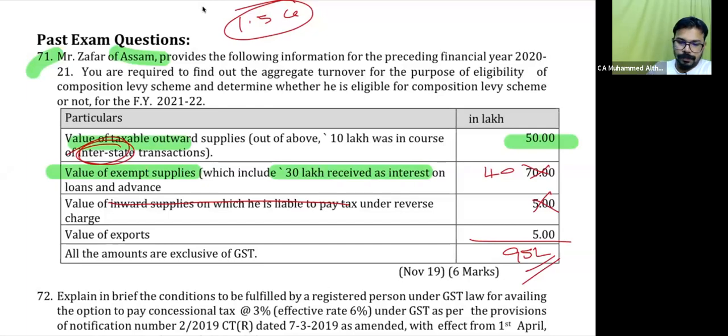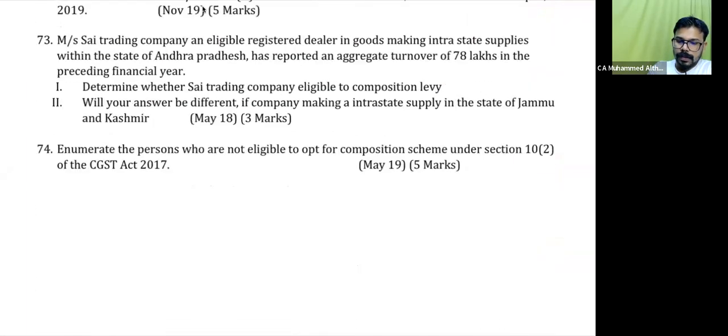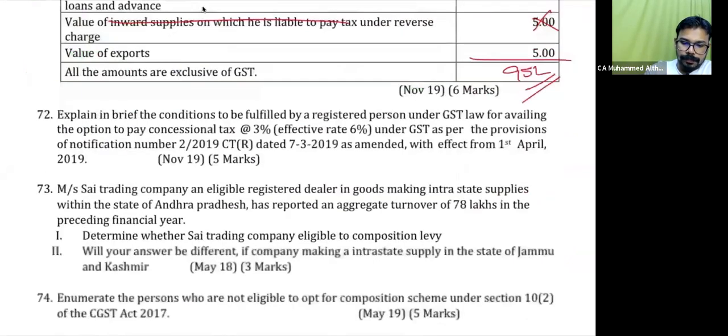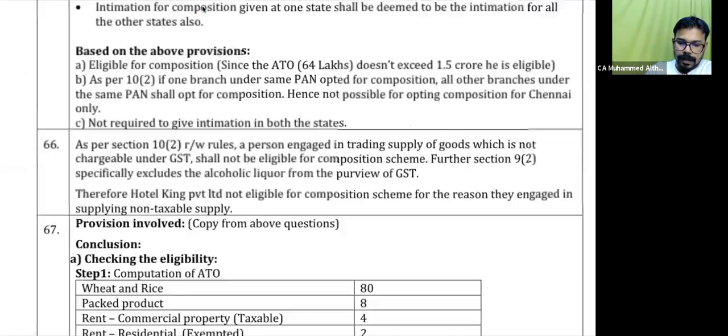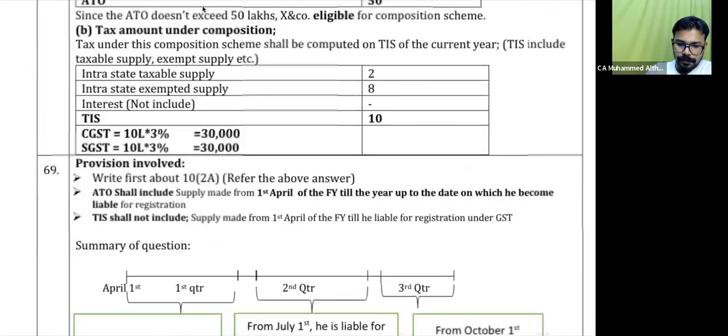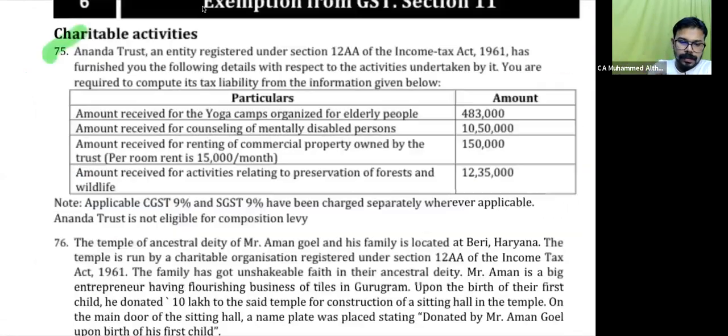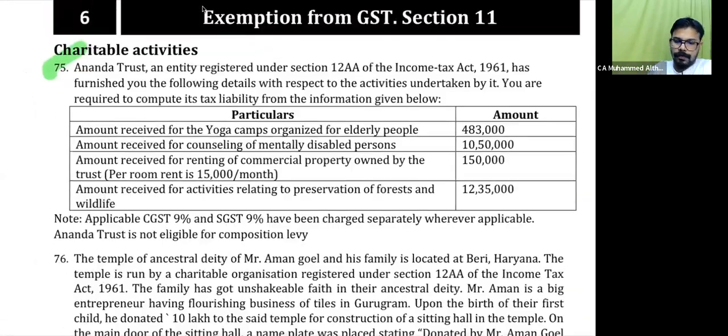Okay, so fine. This is clear, right? This question is clear. How you got the 95, everything is clear, right? Yeah, fine. Next one is in the exemption chapter. Let's do this one, question number 75.